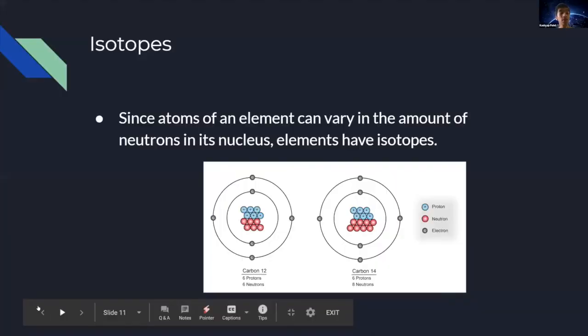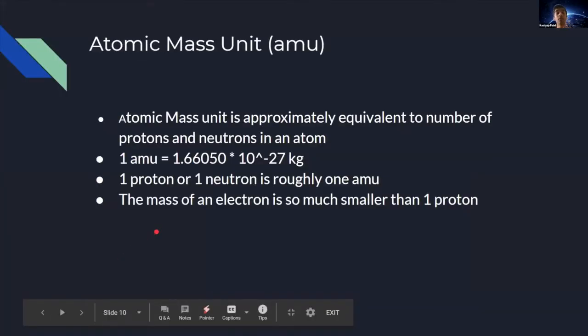Okay, next is atomic mass unit. An atomic mass unit is approximately equivalent to the number of protons and neutrons in an atom. So the nucleus is composed of protons and neutrons. And atomic mass unit is roughly the number of protons and neutrons in an atom. Now, the 1 AMU is roughly equivalent to this really small number here, but in simpler terms, we would just consider a proton to be 1 AMU and a neutron to be 1 AMU, because they're roughly this mass.